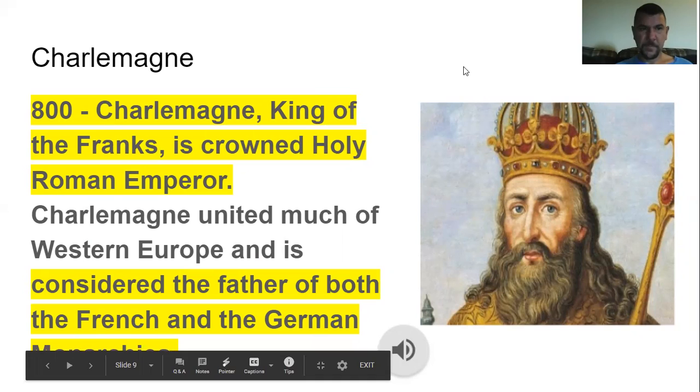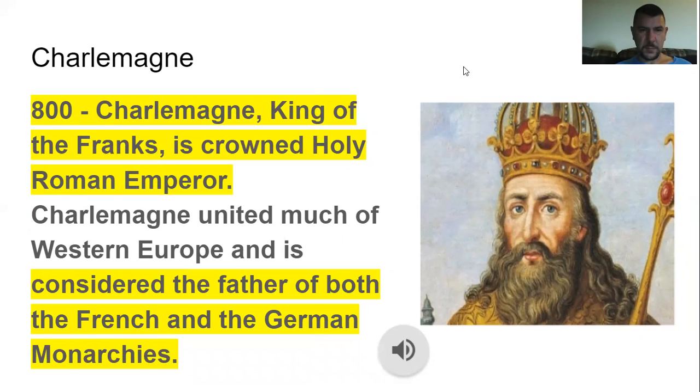Charlemagne, 800. Charlemagne, king of the Franks, is crowned Holy Roman Emperor. Charlemagne united much of Western Europe and is considered the father of both the French and the German monarchies.